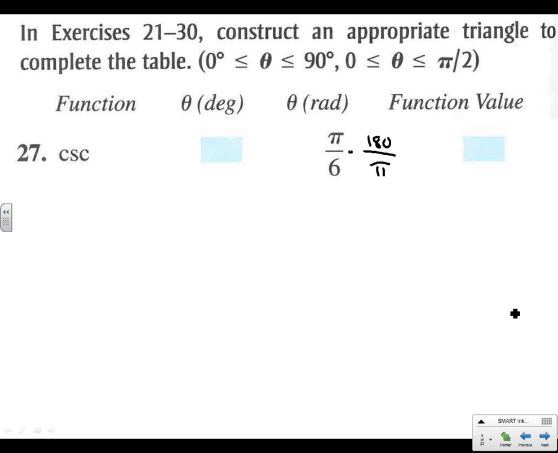What's 180 divided by 6? That is 30 degrees. So we want the cosecant of 30, 1 over sine of 30. Sine of 30 was 1/2. So the cosecant is 2. All right, so those are our special triangles, the 45, 45, 90, and the 30, 60, 90.